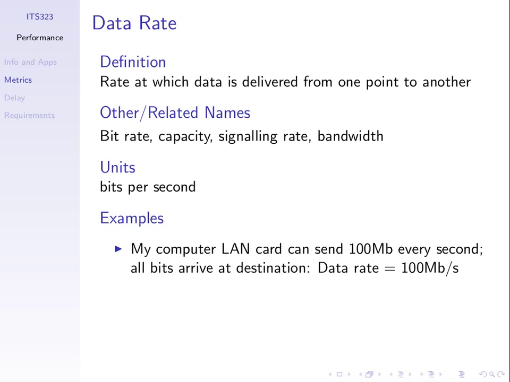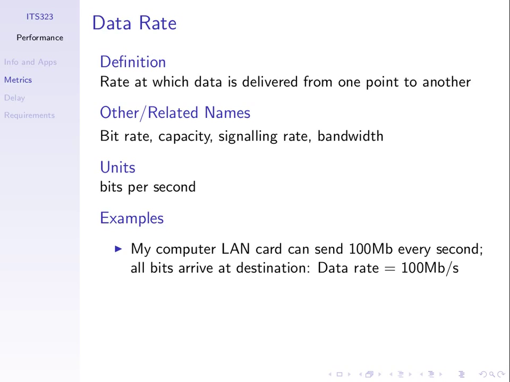I didn't bring my LAN cards today, but those that were here in the last lecture, remember the old LAN cards? My LAN card in my old computer, at least, and the ones that I had last week, the technology built into those LAN cards could send 100 million bits every second. So when you buy the LAN card, that's a characteristic of that hardware, that it transmits at a maximum speed of 100 million bits every second. Quite simply, the data rate we'd say is 100 megabits per second. So it's a measure of how fast our device can send our data, our bits.